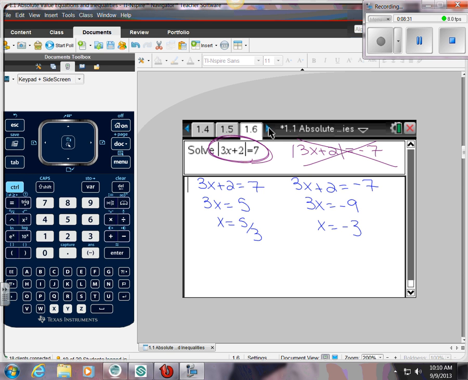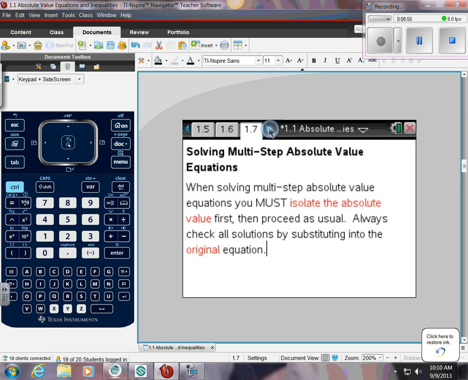Got it? Do they both work? Okay, so my solution set is -3, 5/3. Generally speaking, you put the smaller one first. Any questions there? Are we okay? Okay, nobody's crying yet, so we're doing all right. Okay, can I move on? Moving on. Next page, please.